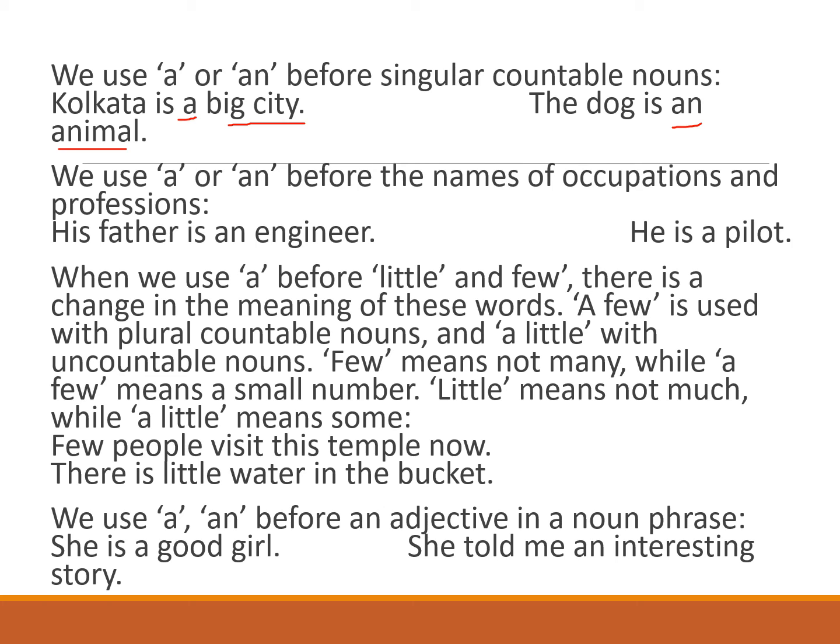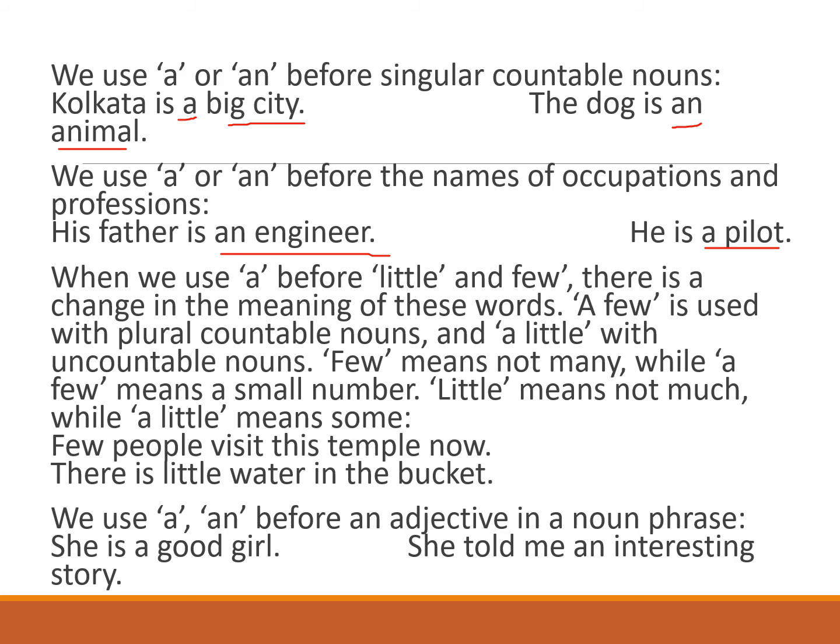Next, we use a or an before the names of occupations and professions. An engineer, a pilot. So these are occupations.